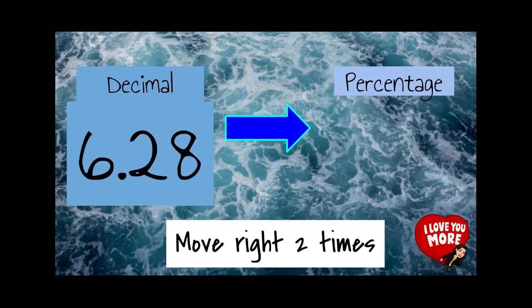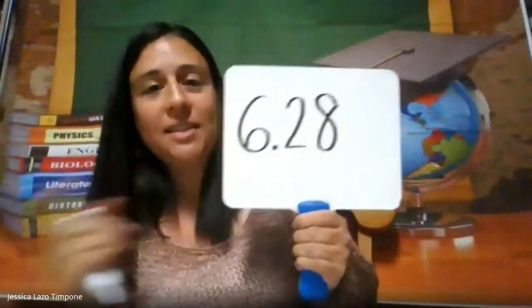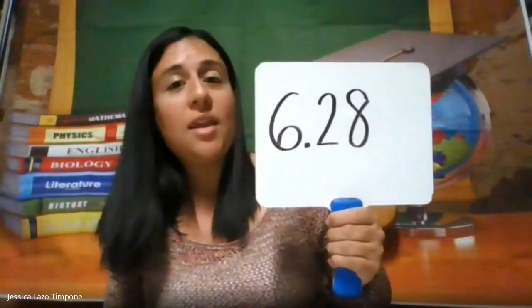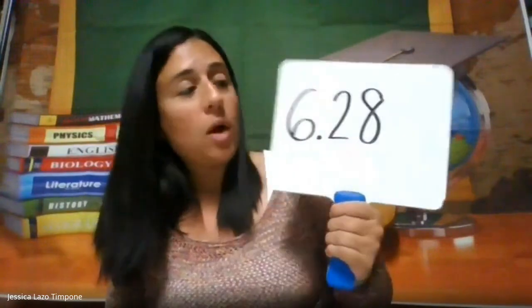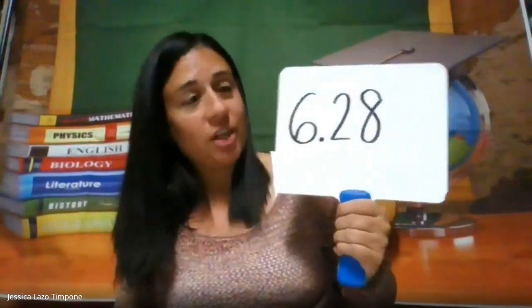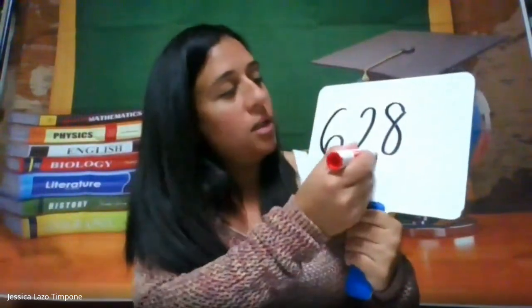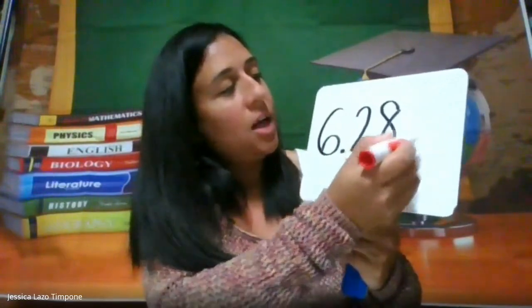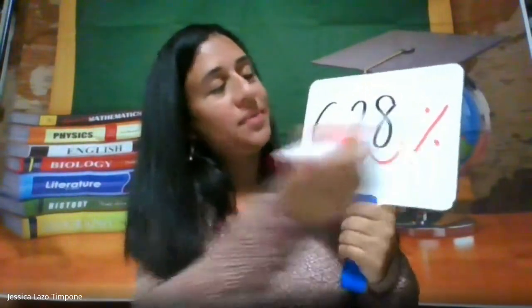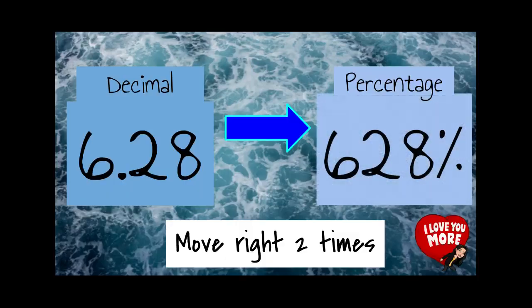Let's turn 6 28/100 into a percentage. Now this decimal is larger than 1. So our percent will be larger than 100. We're going to move it over 1, 2 times, and our percent sign is right here. It is 628%.